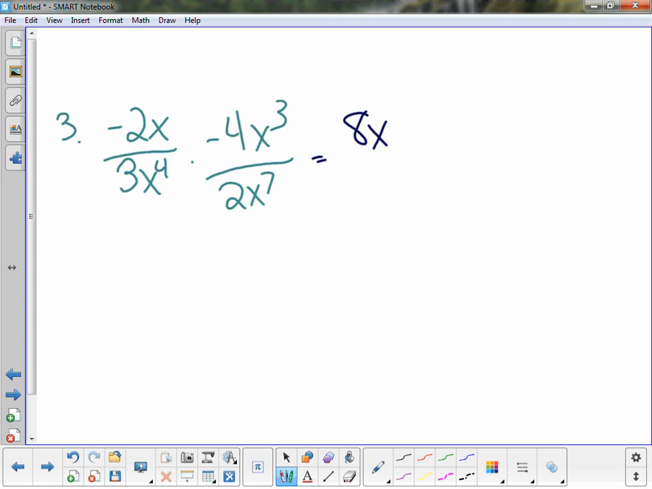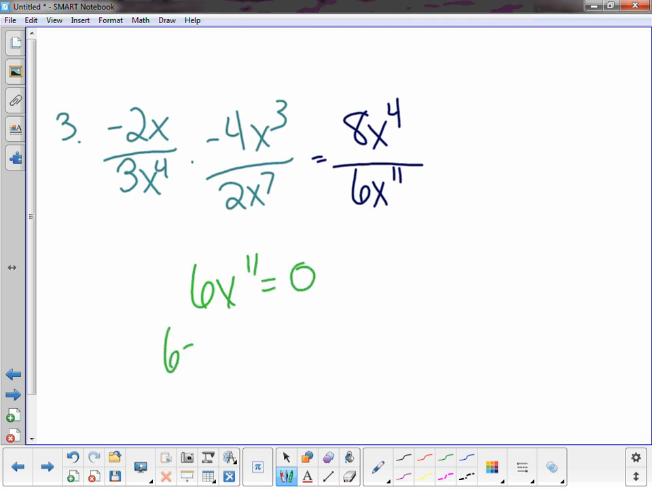x to the first times x to the third, add those exponents and you get x to the fourth. Okay, 3 times 2 is going to give me 6. X to the fourth times x to the seventh is going to give me x to the 11th. Okay, so let's go ahead and calculate out that excluded value. So we're going to take 6x to the 11th and set it equal to 0. So either 6 equals 0 or x to the 11th is equal to 0.